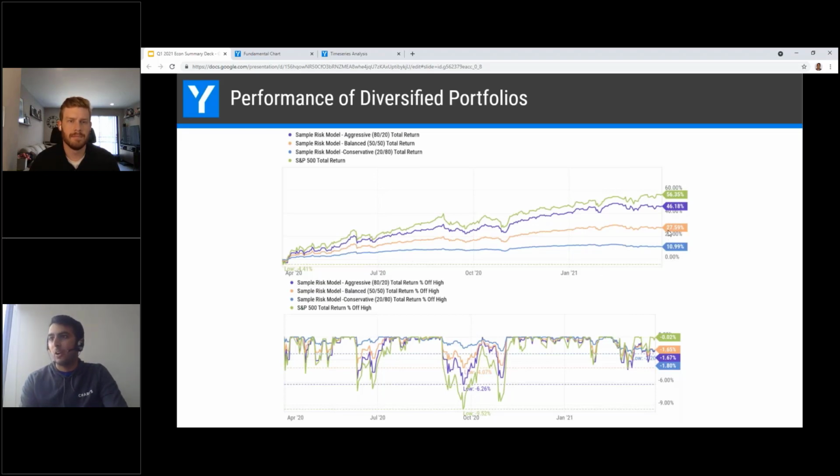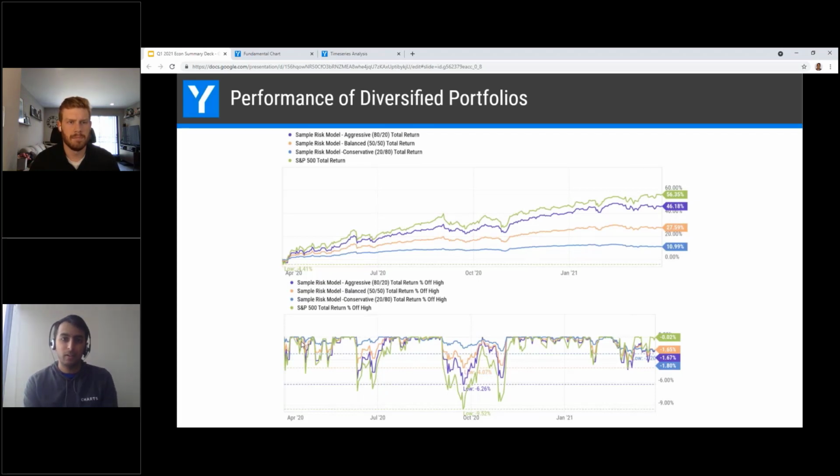So we have overall, from starting back at the bottom on March 23rd all the way until today, you'll see that the S&P 500 actually made a huge comeback because the market was at its bottom and it grew around 56% after that. And as you get more and more conservative, that return is going to be lower. But towards the bottom, you'll see it's a percent off high chart.